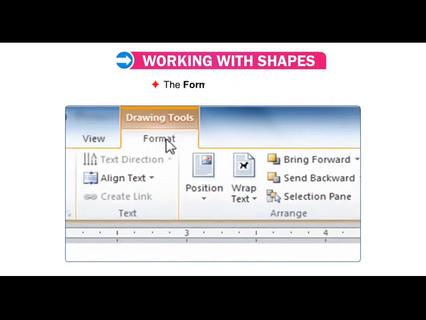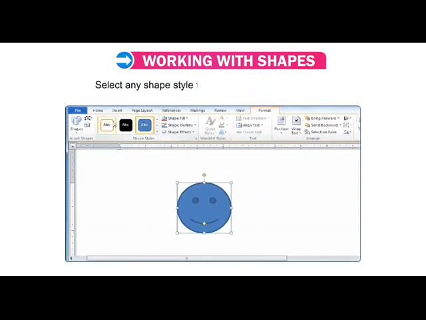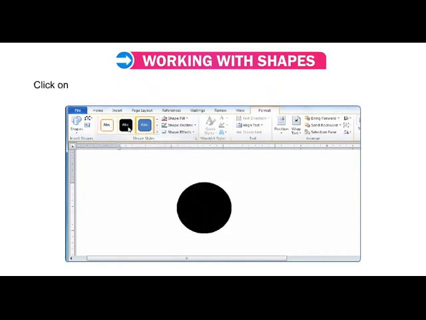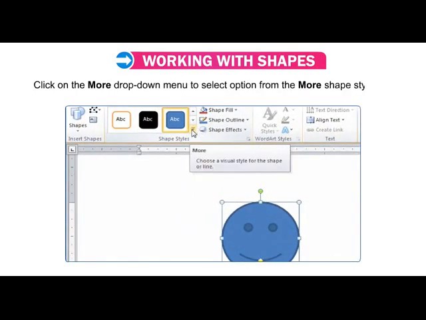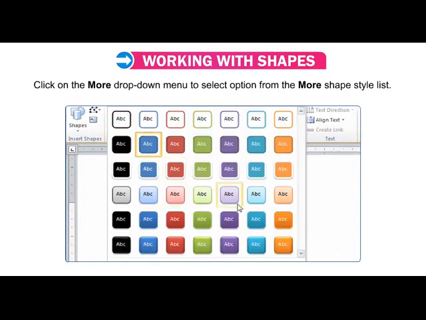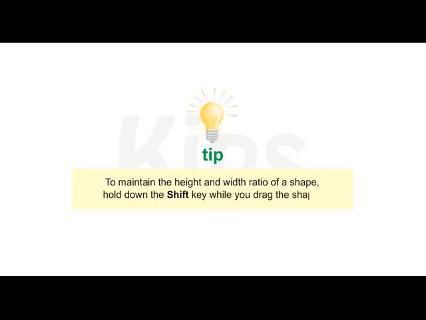The Format tab appears. Select any shape style from the Shape Styles gallery. Click on the More drop-down menu to select option from the More Shape Style list. Students, let me share an interesting tip with you. To maintain the height and width ratio of a shape, hold down the Shift key while you drag the shape.